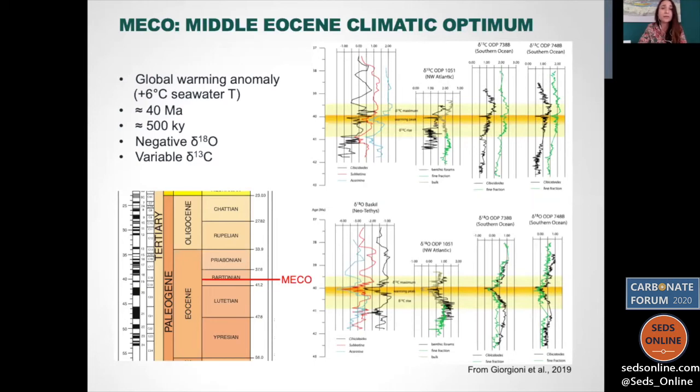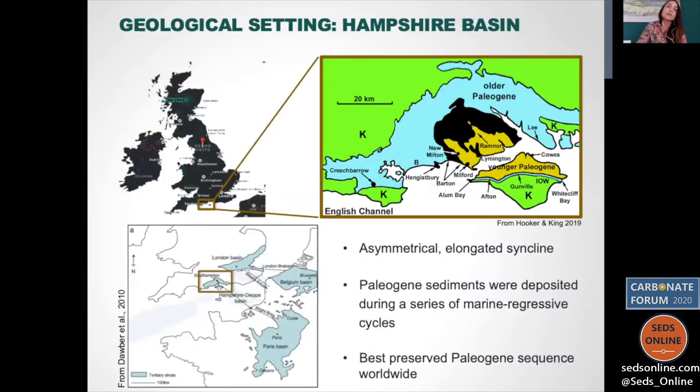has a length of around 500,000 years. The main feature is a negative signal of the delta 18O, recognized almost everywhere. However, concerning the delta 13C, it was very variable in terms of timing and amplitude.